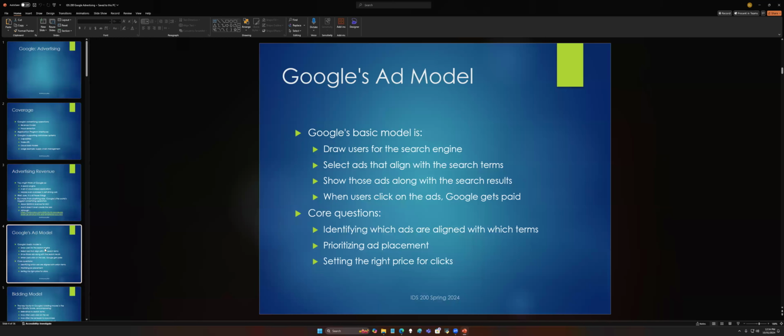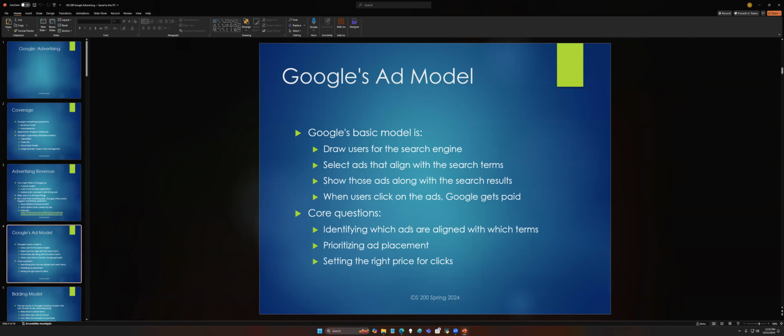So Google's basic model is to get users for the search engine, right? Google delivers high quality search results. Thus people want to come back and keep using it over and over. So once the problem of getting good search results is solved and the problem of getting customers to use Google is solved, then the next step is to pick ads that can be shown along with those search results, right? So the idea is when users click on the ads, then Google gets some money. The advertiser says, "Thank you, Google," and sends them a check. Okay, that's the basic pay-per-click model.